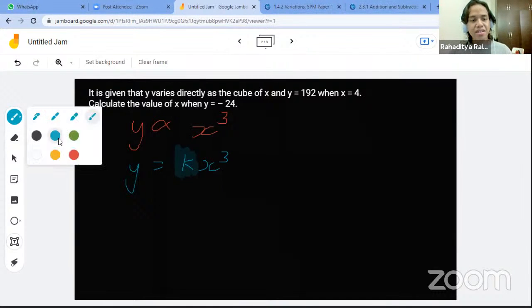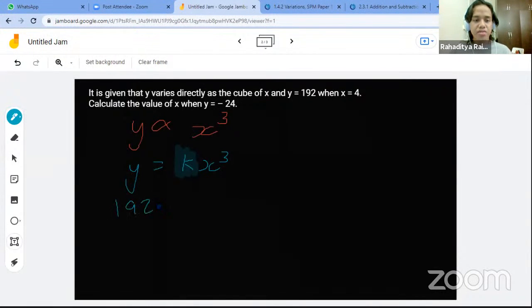Thank you, Rachel. So y is equal to 192. Wait, hold on. y is equal to 192 when x is equal to 4. So we have k times 4 cubed. Once you have this, remember you have to cube the 4 first. Don't try cubing the k as well. It's different. 192 is equal to k times 4 cubed, which is 16k... 16 times 4 is 64, yes.